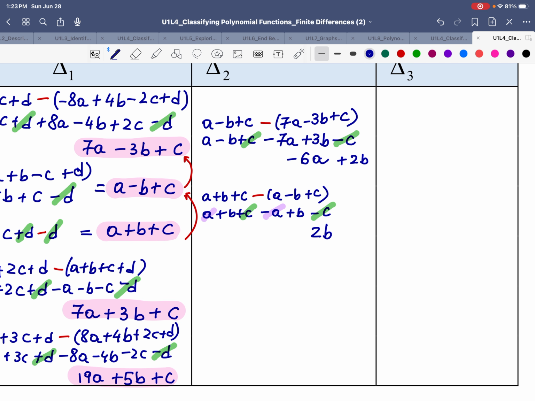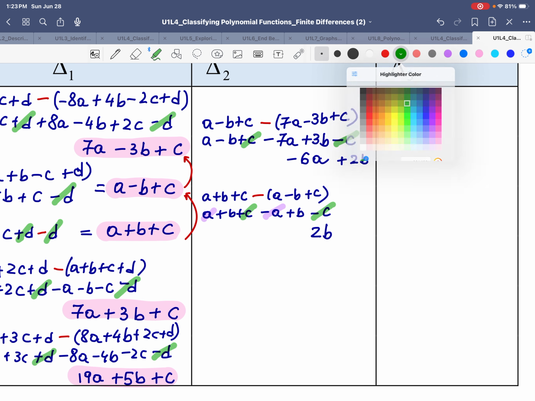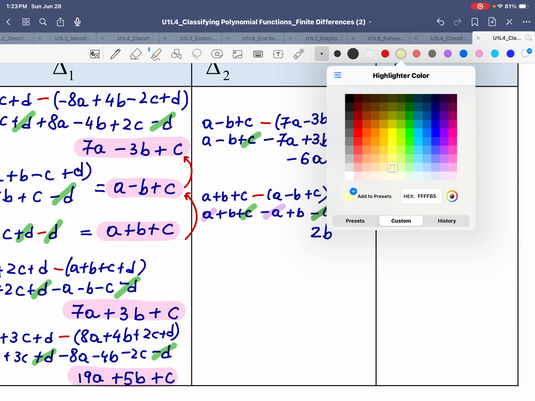Now, why don't we highlight them actually? So I'm gonna choose a little bit of a different color here. So I'm gonna choose yellow.